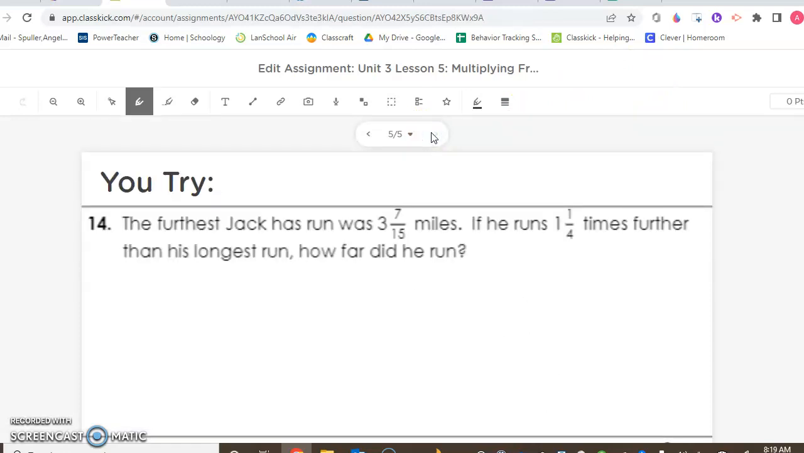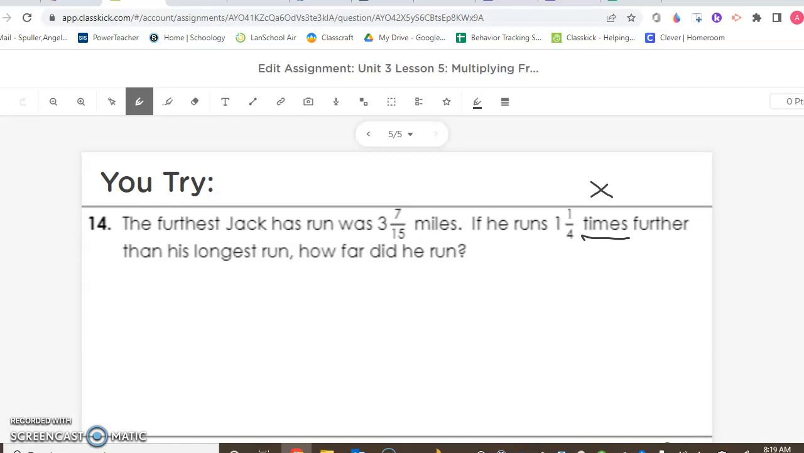Okay. The furthest Jack has run was 3 7/15 miles. If he runs 1 1/4 times further than his longest run, how far did he run? Go ahead and try working this out. Remember, we're multiplying, and then come back and see if you got it right. Remember to pause this video.